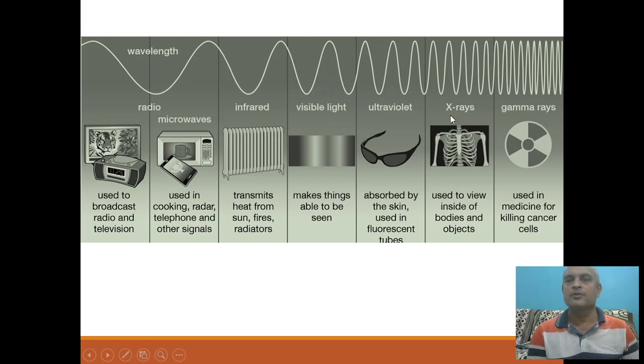Apart from this, we can also discuss that in all the spectrum components, one thing is similar. This is speed. The speed of all the components is the same. In vacuum, that is 3 × 10^8 meter per second. One more thing we can discuss is that when light goes from one medium to another, that is called refraction, then the frequency will remain the same. Thank you.